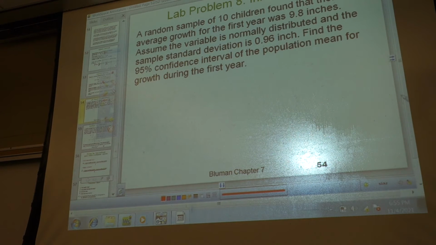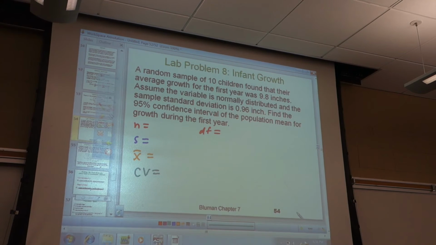Remember, use your t-table. Degrees of freedom, n minus 1. You need your n, you need your s, you need your x bar. You also need to figure out what your degrees of freedom is from your n, and then you need to find your critical value from the t-table using degrees of freedom of n minus 1.